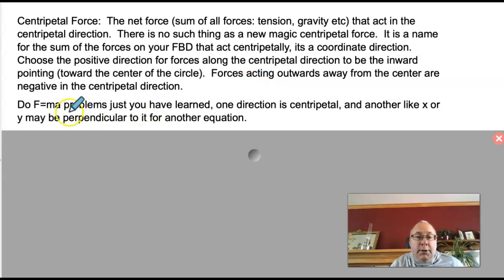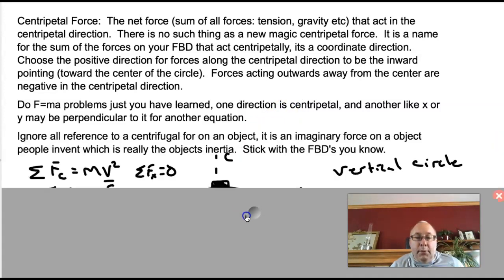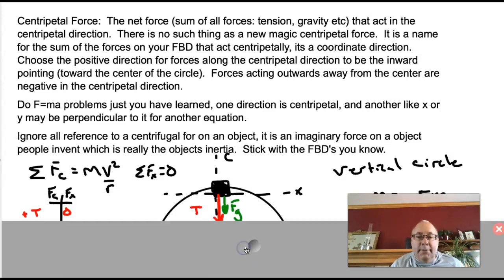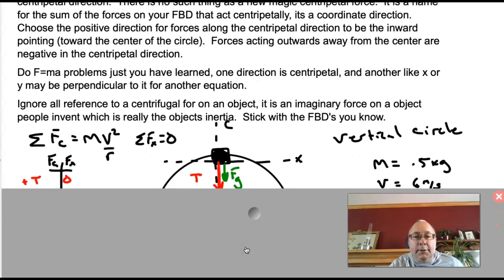All right, so we're going to do our F equals ma problems just as we've learned before. One direction will be centripetal, and we'll set up a coordinate system with another direction perpendicular to that direction, like x and y, and that would be for our other equation in our T-chart. So here's one quick example. It only has one dimension, centripetal, but I think it'll give you the flavor for what I am talking about.